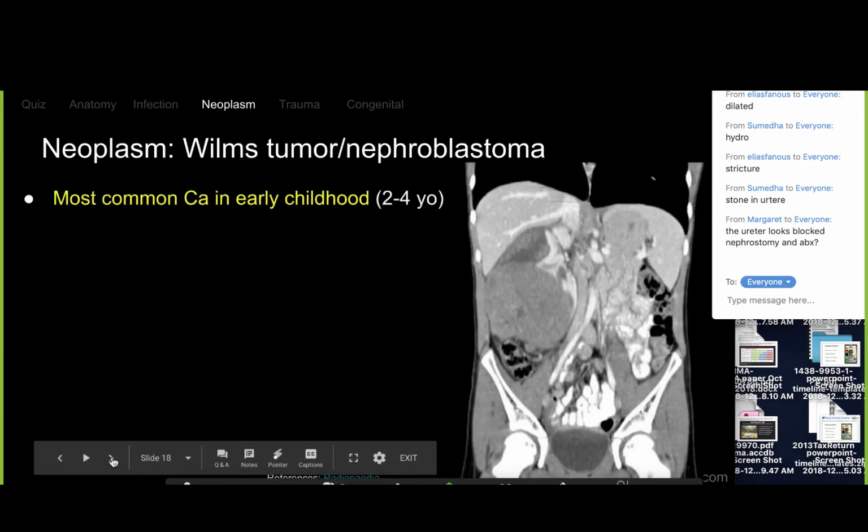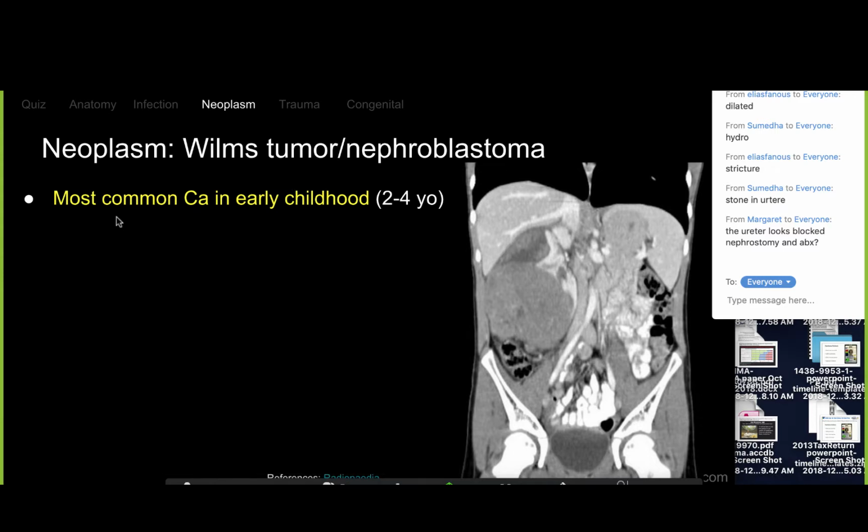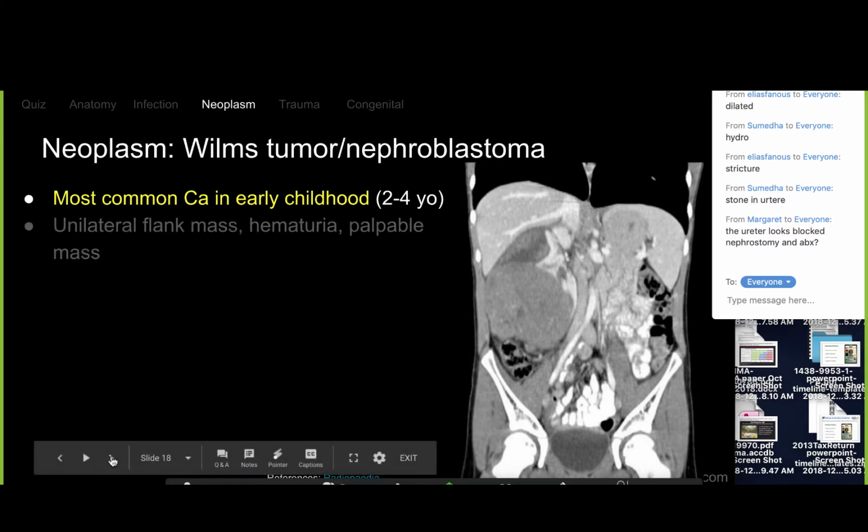So tumors, their distribution depends on age. The most common tumor in children is a Wilms tumor. So this is an example of what a Wilms tumor looks like. This is the right kidney, and you see that there's this large mass, and this abnormality actually is purely involving the kidney, and it has mass effect. It's displacing the aorta and the IVC ipsilaterally.